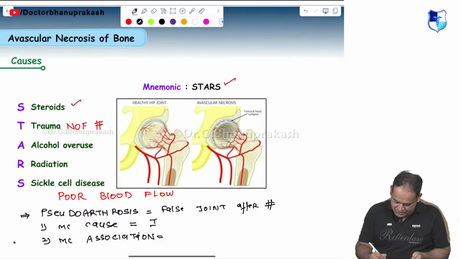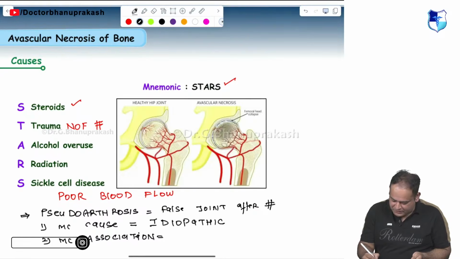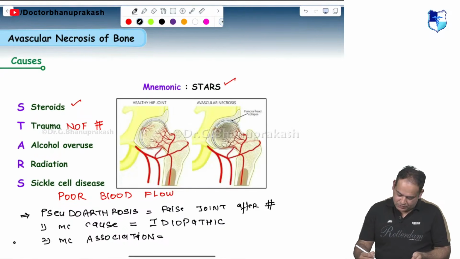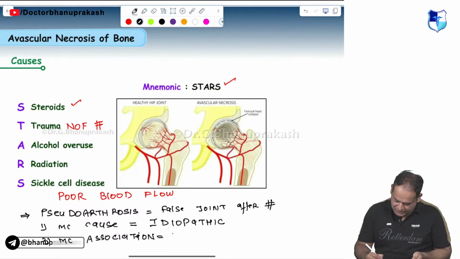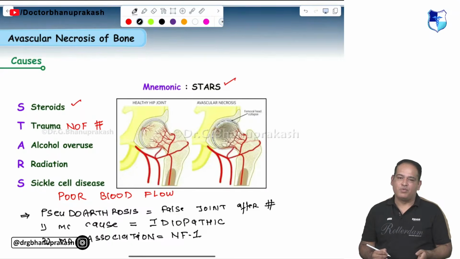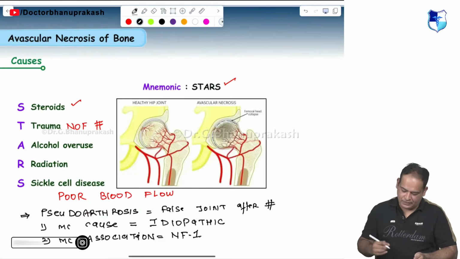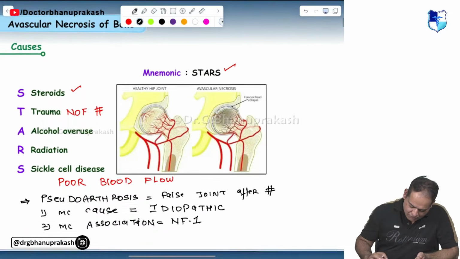So, most common cause is idiopathic. जो चीज आपको नहीं पता, दुनिया भर के बड़े बड़े डॉक्टर्स को भी नहीं पता, right? So, pseudoarthrosis, most common cause is idiopathic. What is the most common association? Neurofibromatosis type 1 is the most common association, right? We'll go a little forward now.